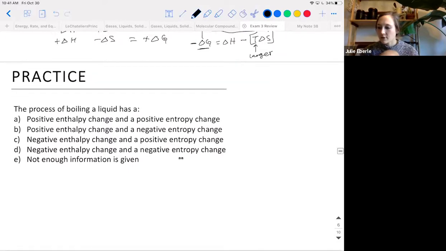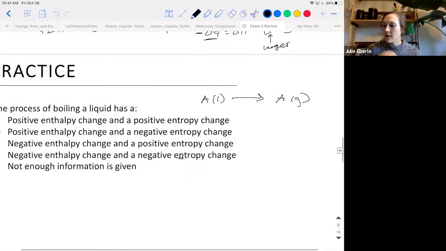This is a great question too. I think I put this on a quiz in previous semesters. The process of boiling a liquid has a what? So think about the process. Boiling a liquid, what happens? I would encourage you to write out a reaction for that. You can say it's substance A, or substance X. We don't know what substance it is, and it doesn't matter. But in this reaction, you have some substance, we'll just call it A. On the reactant side, it's a liquid, and as you boil it, that substance becomes a gas.